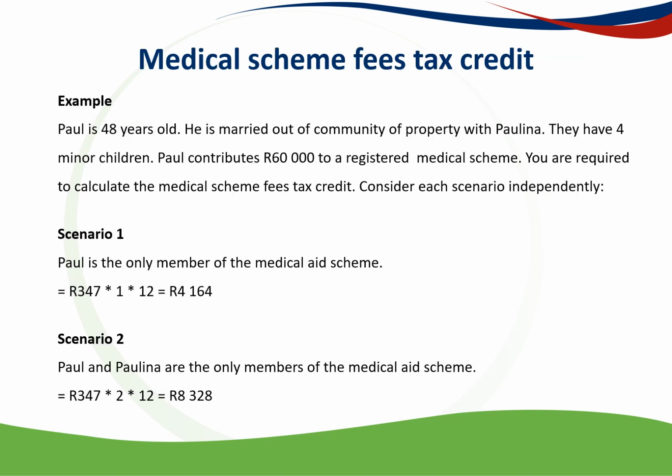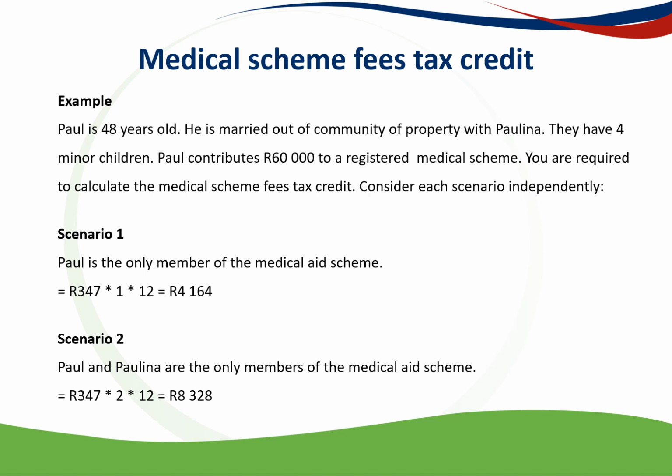So let's do a first example quickly, which says Paul is 48 years old. Immediately we know Paul's an individual, 48 years old, married out of community of property with Paulina. So Paulina is the spouse. They have 4 children. He contributes 60,000 Rand to a registered medical scheme. You're required to calculate the medical scheme fees tax credit, in other words, the MTC, medical tax credit. But the correct full wording is medical scheme fees tax credit. Consider each of these scenarios separately.